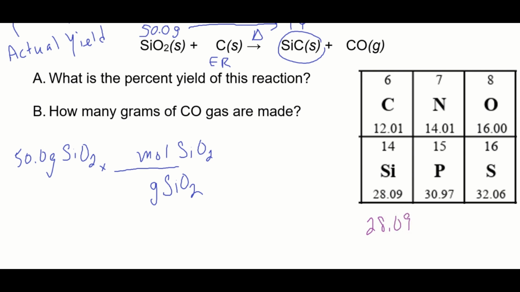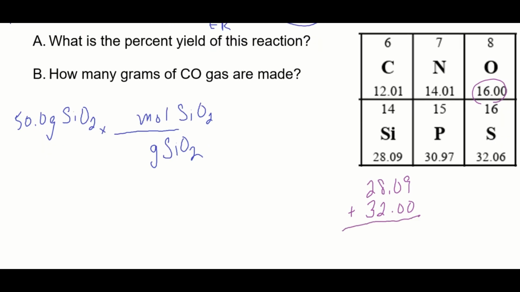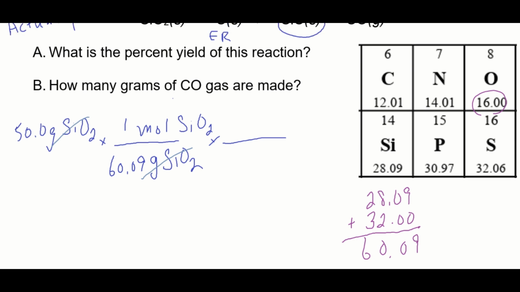So 28.09 plus the 2 oxygens is 32. And we'll take this out to 4 sig figs. That way we can round down to 3. So the molar mass of silicon dioxide is 60.09 grams per mole. Cancel the units, top and bottom. And now let's use the mole ratios to convert to the desired substance.